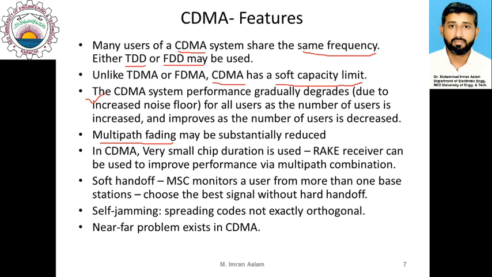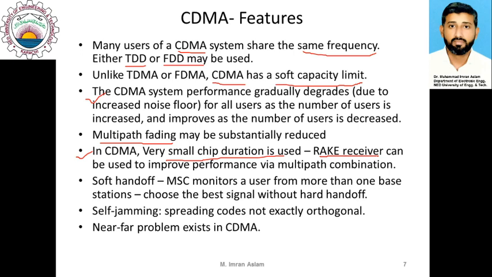One important thing regarding CDMA is that the chip duration which is used for spreading purposes is very small, and because of the small chip duration, the correlation with different multipath components becomes low. The correlation is low when you correlate with a copy received through a multipath.